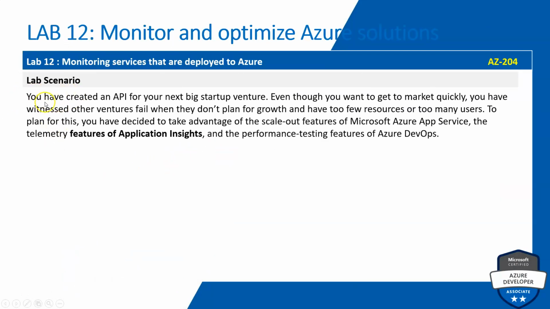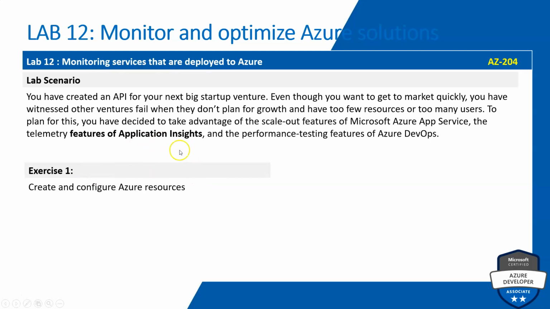Here's the lab scenario. It says that you have created an API for your next big startup venture. Even though you want to get to market quickly, you have witnessed other ventures fail when they don't plan for growth and have too few resources or too many users. To plan for this, you have decided to take advantage of the scale out features of Microsoft Azure App Service, the telemetry features of Application Insights, and the performance testing features of Azure DevOps. So primarily, as I said earlier, we'll be working on web app and Application Insights.